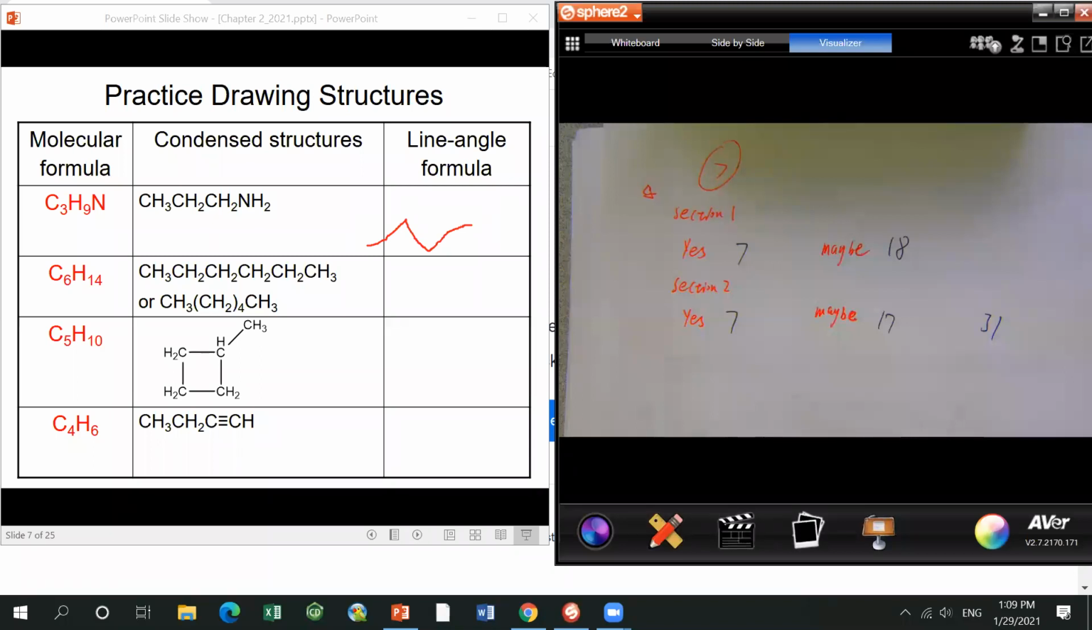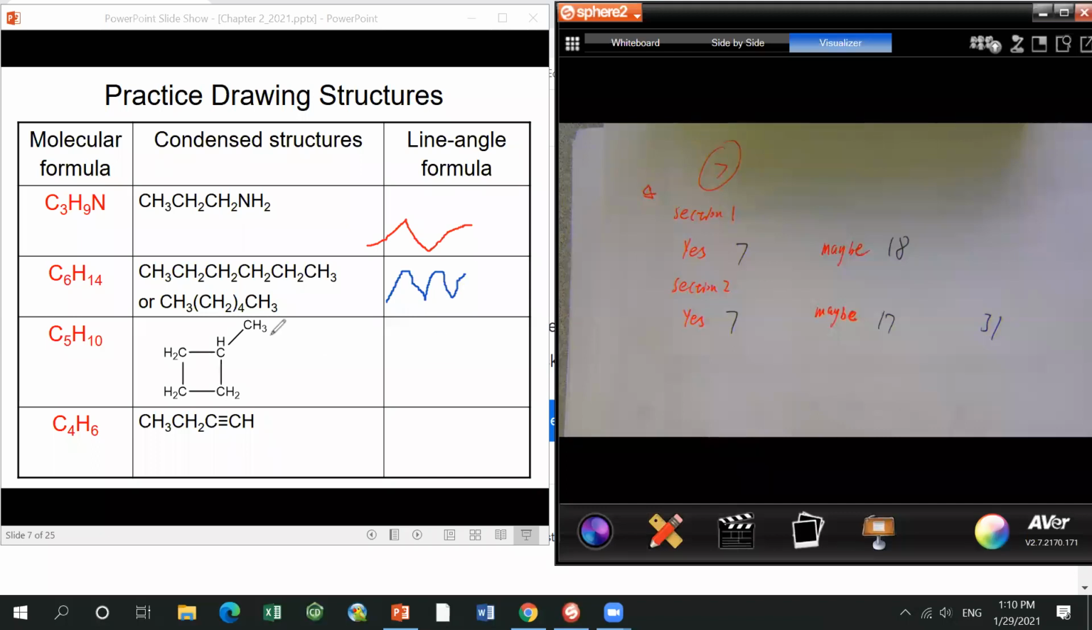Someone did the first one, not done yet. So there's a nitrogen, NH2, and that would be an H. The NH2 is not on the middle carbon. That should be on the terminal carbon. Anyone want to try the second one? That's easy, it's just curvy.